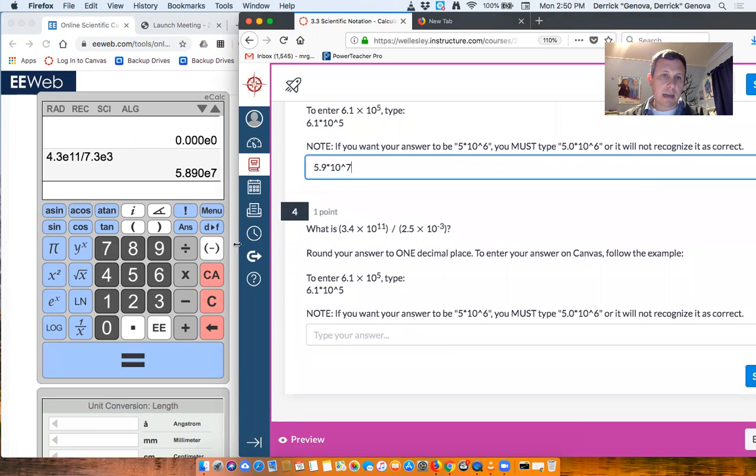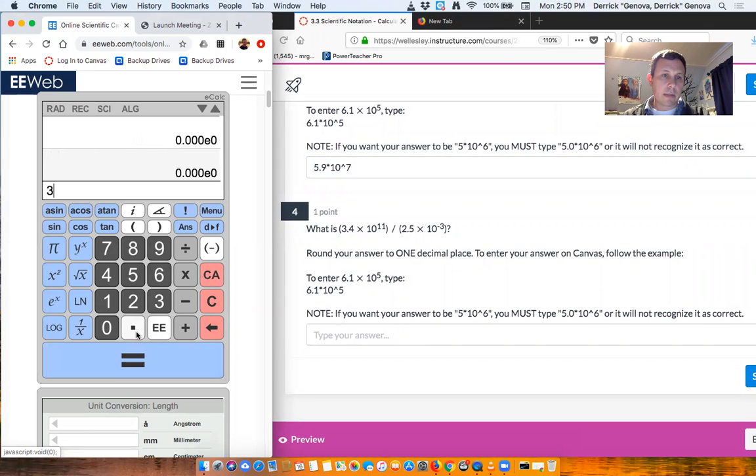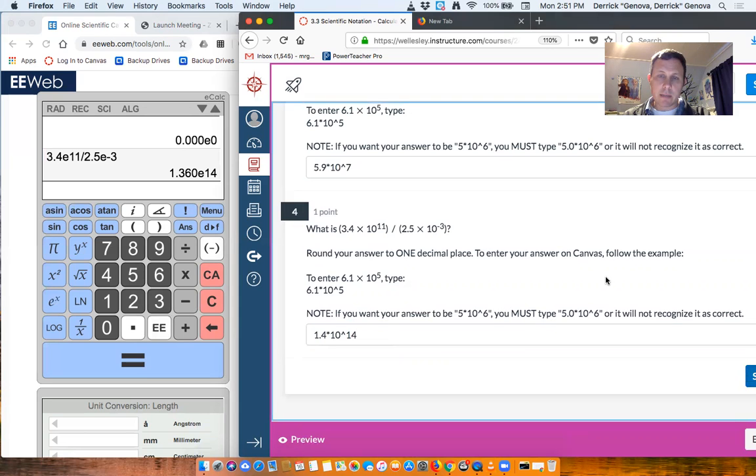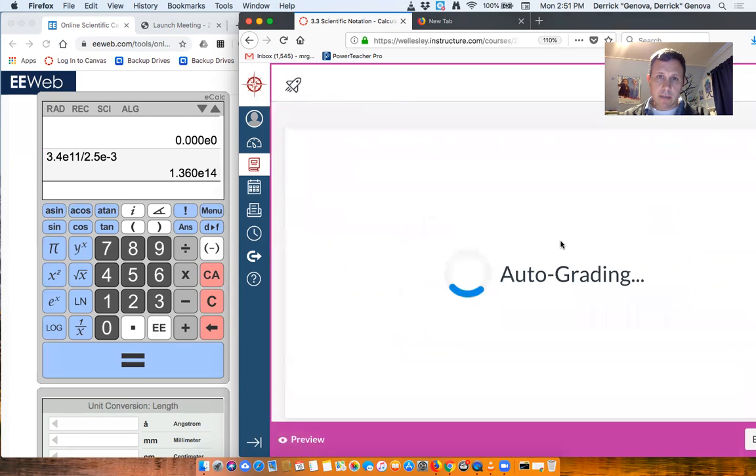Last one. So if I clear everything, 3.4 E11 divided by 2.5 E negative 3. And again, what's 11 minus negative 3? 11 minus negative 3 is the same as 11 plus 3, so I get 14. 1.36 rounds up to 1.4 times 10 to the 14th. So that's pretty much how you do it. I'll submit these. These should be all correct if I've done this properly. It's possible I made a mistake.